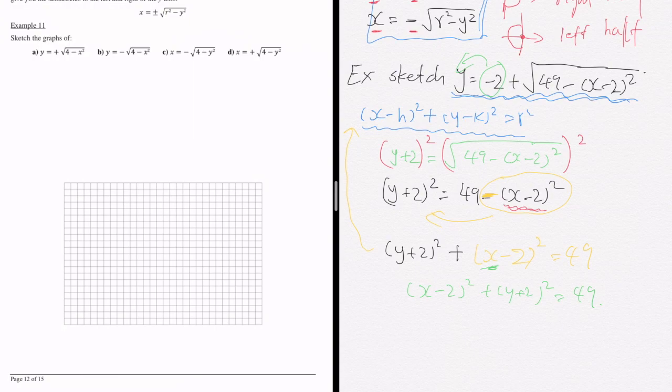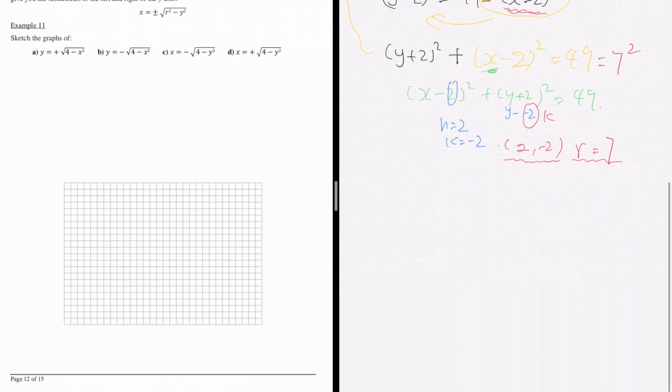Okay, so now I know h is 2, k is negative 2, because that's y minus 2, so your k is actually negative 2. So now I know my center point is 2 and negative 2. And then my r, because 49 is equal to 7 squared, so my r is equal to 7. So now I know my center point is (2, negative 2), and my r is 7.